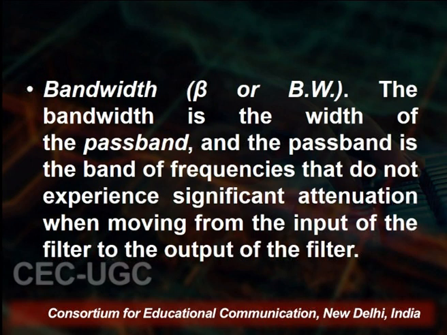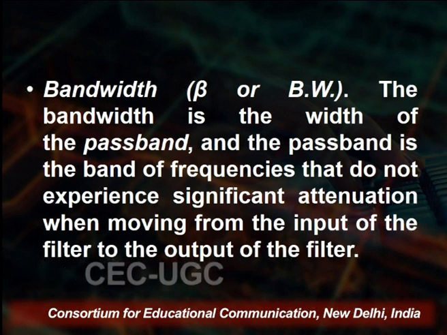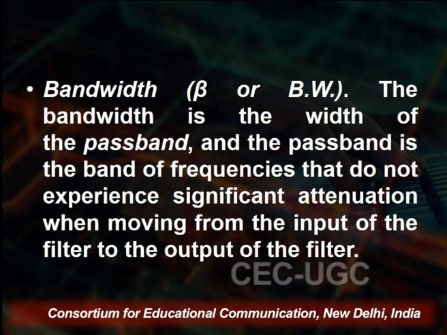The next important term is the bandwidth, which we commonly discuss. The bandwidth is the width of the band pass. We generally ask what is the bandwidth of the signal. So what is this bandwidth? Bandwidth, which is denoted by beta, is the width of the pass band, and the pass band is the band of frequencies that do not experience significant attenuation when moving from the input of the filter to the output of the filter.